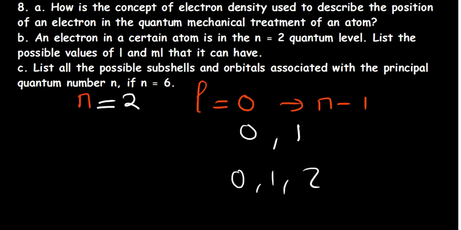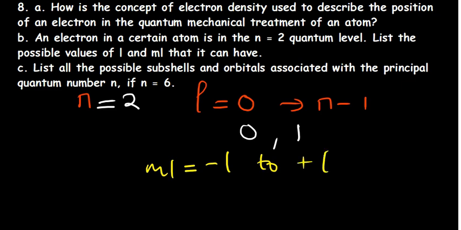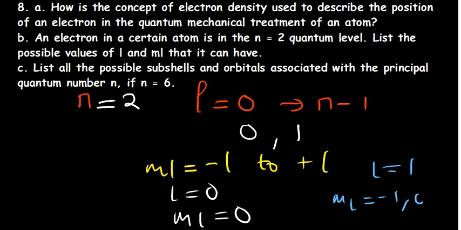So in this case, what values of L can it have? It can only have 0 and 1. Now for ML, I said it goes from the negative of L to its positive. For L equal to 0, from the negative of 0 to its positive, ML is just 0. And then for L equal to 1, ML is going to be negative 1, 0, and 1.